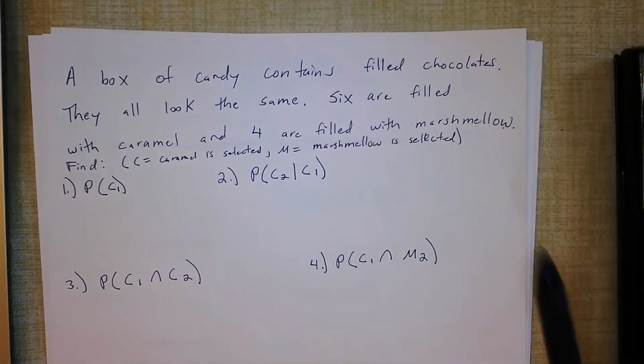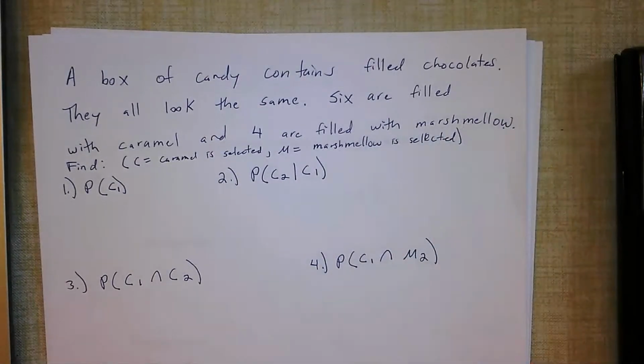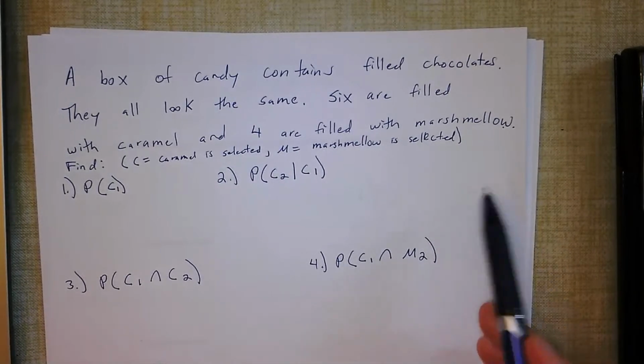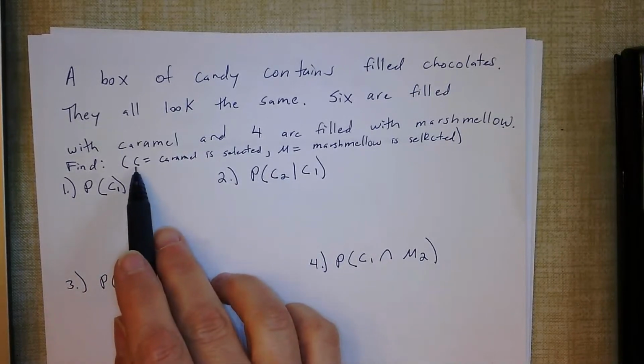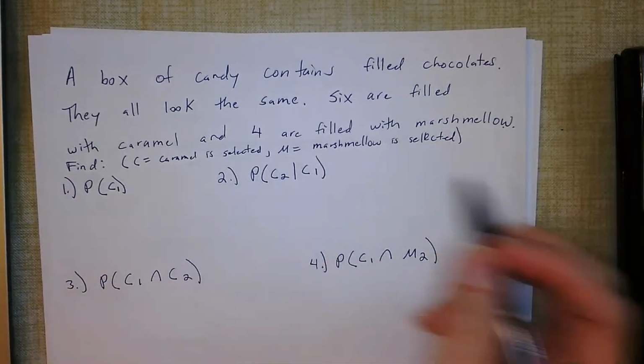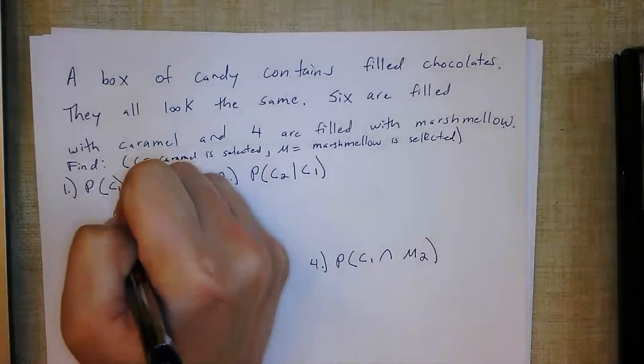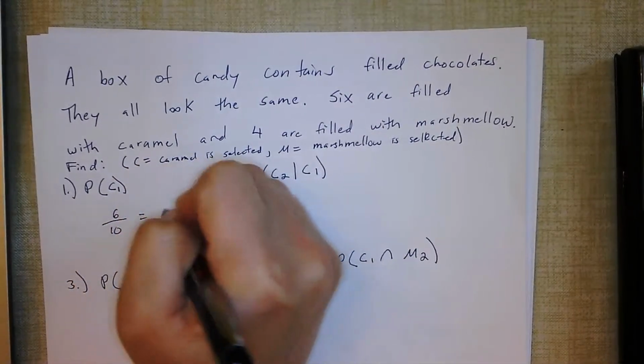Now, I want to pause at this point and say I'm not told if these events are with or without replacement. So I have to think about it. I'm taking candy from a box. We're going to go under the you touch it, you take it scenario. So if you take it, it's gone. So these are without replacement. So P(C1) means the probability that caramel is selected on the first selection. That would just be 6 out of 10 or 60%.